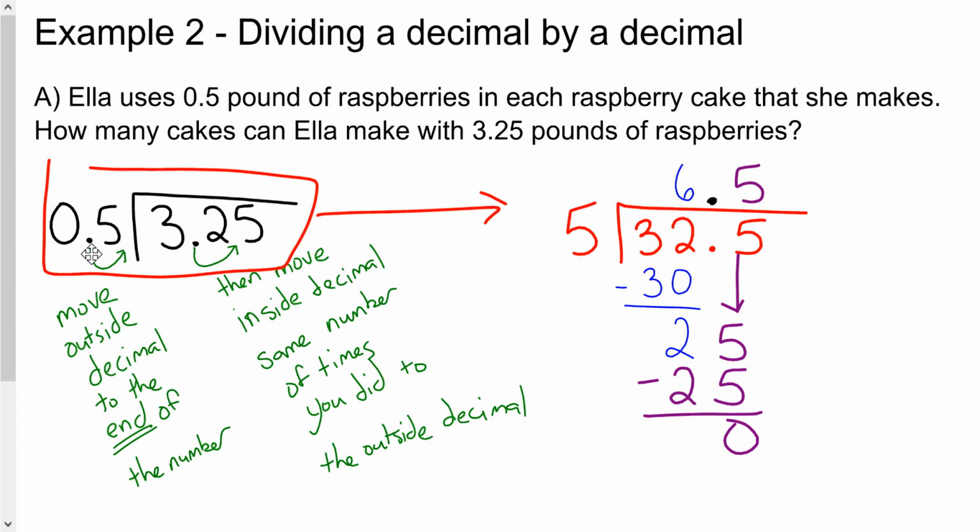Anytime that you see an outside decimal, just move it all the way to the end of the number, and then have the inside moved the same amount of times to the right. It creates a new problem for us. And just like always, then you can pop that decimal straight up.